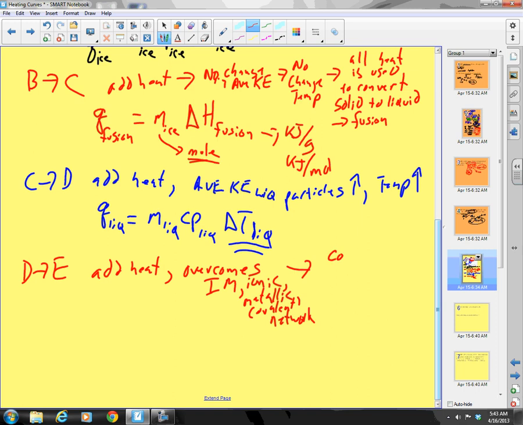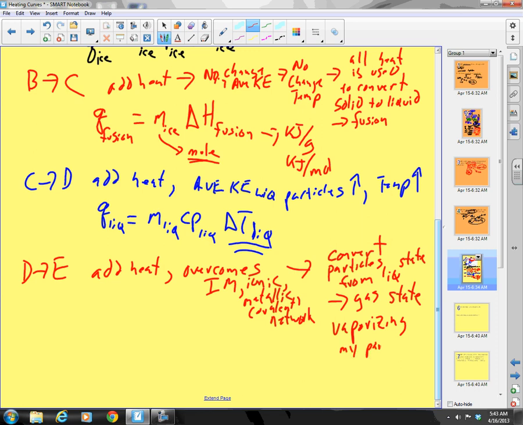And I convert then my particles from the liquid state to the gas state, right? And what do we call it when we go from the liquid state to the gas state? We call that vaporization. I am vaporizing my particles. And during that time, what happens to temperature? T remains constant during this, right? Good. So how do I get Q?